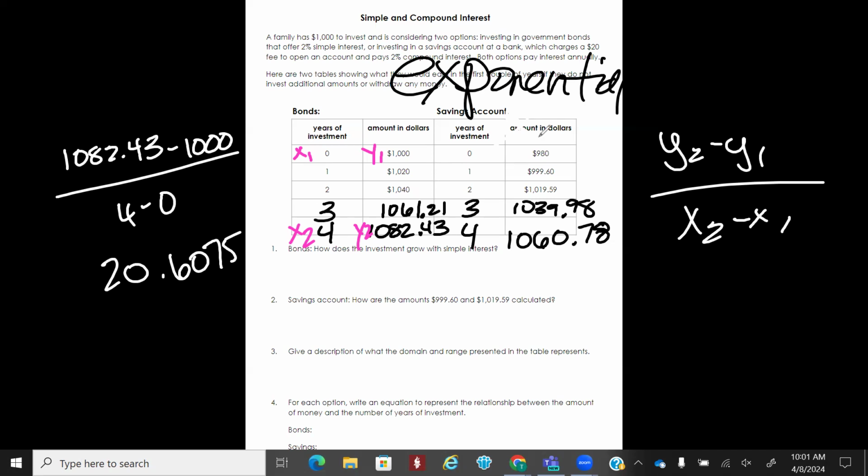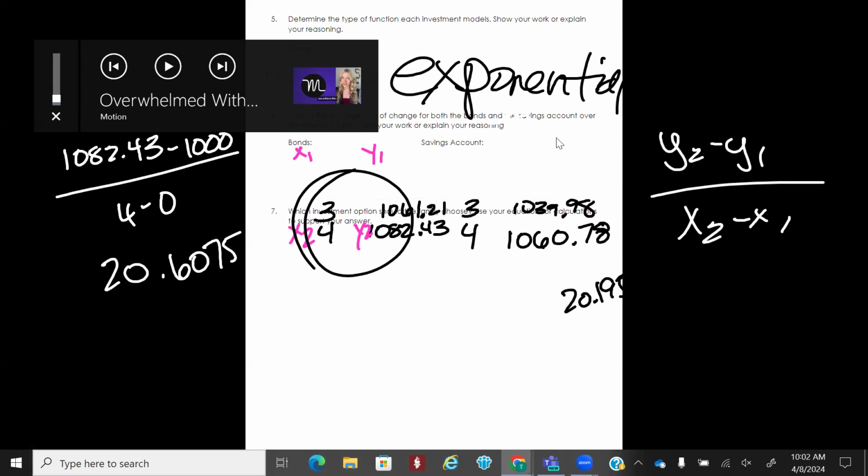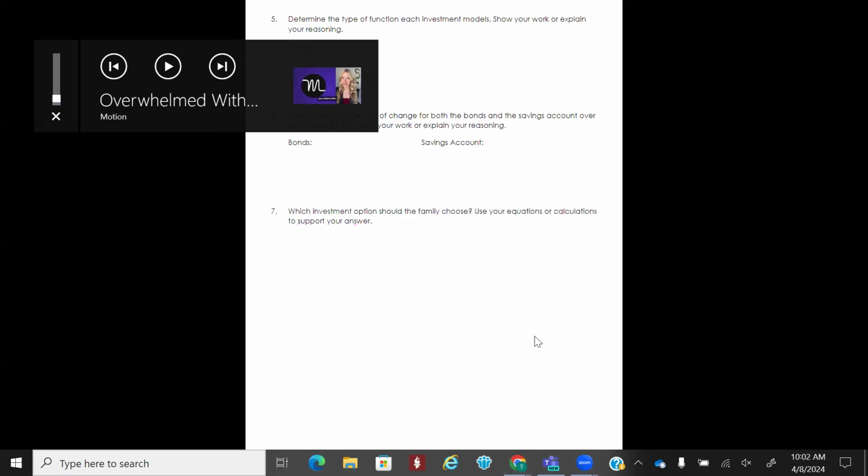Take a moment, find the average rate of change for this column. All right, so when you found that, you should have gotten, I think it's 20.195. Okay. So which one has the bigger average rate of change? The bonds, right? Okay, so that means that they increase more quickly. Okay. So which one would you choose? The bonds or the savings account? I would choose the bonds because it would make me more money, right?